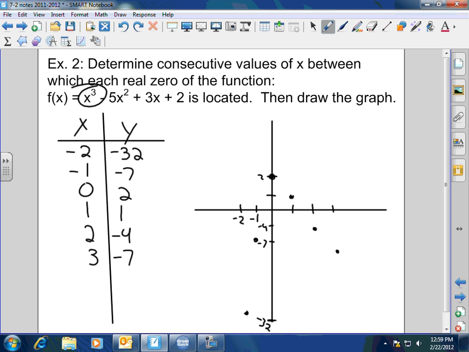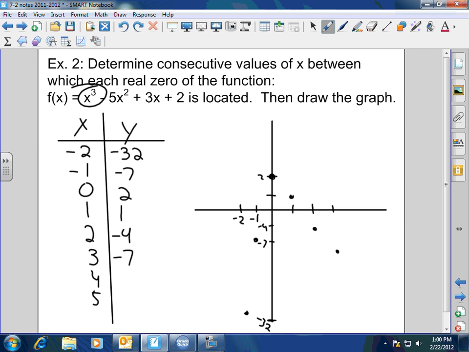Do I have enough points there? This is going to give me a graph that pretty much looks like this. Is that correct? So what's wrong? What do I need? What am I missing? You're missing a couple more points. I've got the down part. Do I have the up part yet? So I need more points.